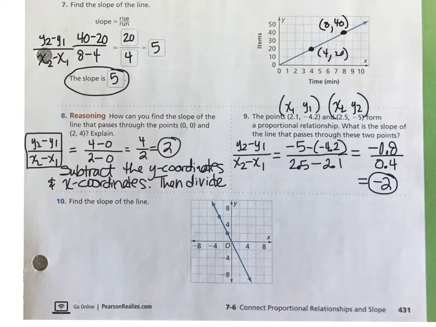Well, I'm doing the same thing that I've done on all the other questions. I'm assigning one of those ordered pairs to be x1, y1, and I assign the other ordered pair to be x2, y2. And then I'm using those values in my equation to find slope, which is to subtract my y's and subtract my x's. And in doing that, I end up with negative 8/10 on the top and 4/10 on the bottom. And when you divide those, you get a slope of negative 2.